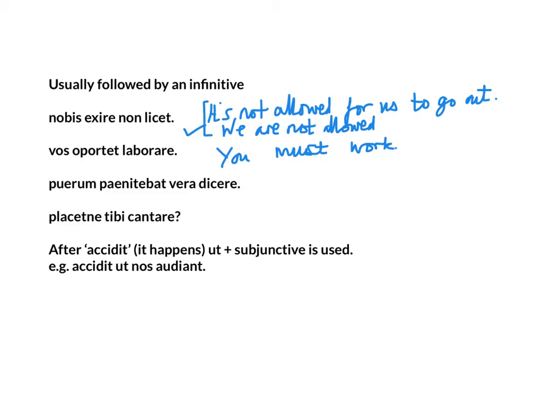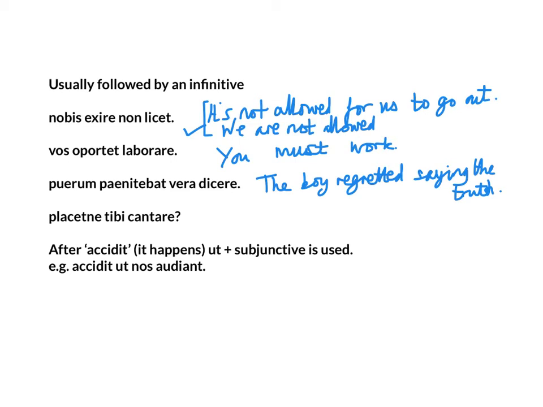Puerum paenitebat, the boy regretted vera dicere, saying the truth. Literally, it was regretful for the boy to say or to tell the truth.